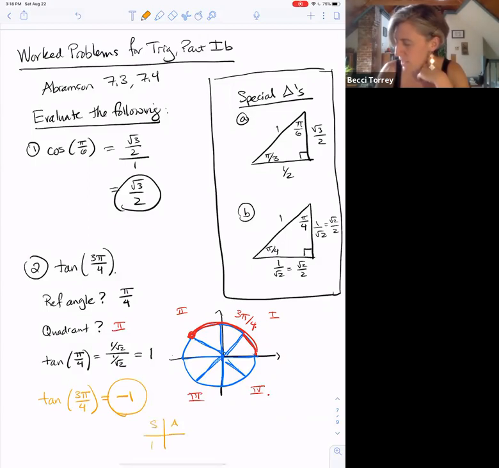Okay, if you like, you can use the little mnemonic device. All students take calculus, and that tells you that all of the trig ratios are positive in the first quadrant. Sine is positive in quadrant 2, but tangent and cosine are negative. Tangent is positive in quadrant 3, but sine and cosine are negative. Cosine is positive in quadrant 4, but sine and tangent are negative, right? But we also know these from the x and y values, which is a nice way to do it. Okay, so tangent of 3 pi over 4 was minus 1.